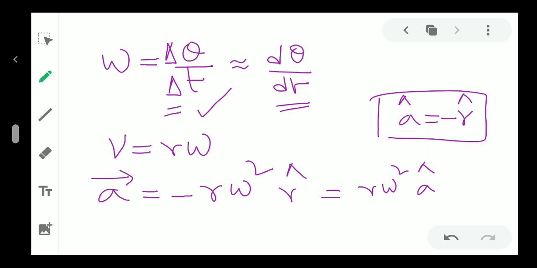In the next class we will be talking about frequency and the situation where there will be linear acceleration as well. So for today this much is the class.